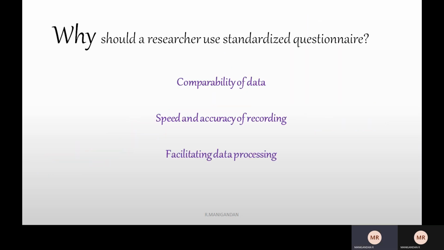So why should a researcher use a standardized questionnaire? Preparing a standardized questionnaire creates an impact and helps to get wonderful data collection. If I send the questionnaire form to anyone, they will definitely get a good benefit from it. The first benefits are the comparability of data, speed and accuracy of recording, and facilitating data processing.